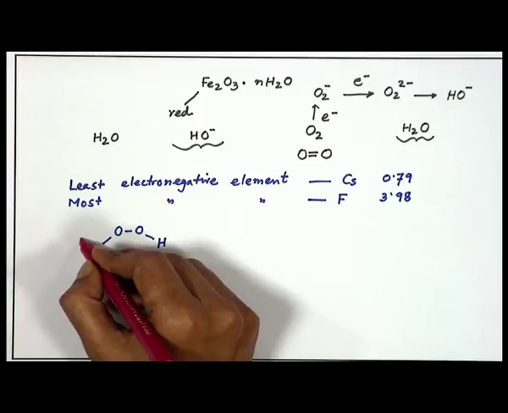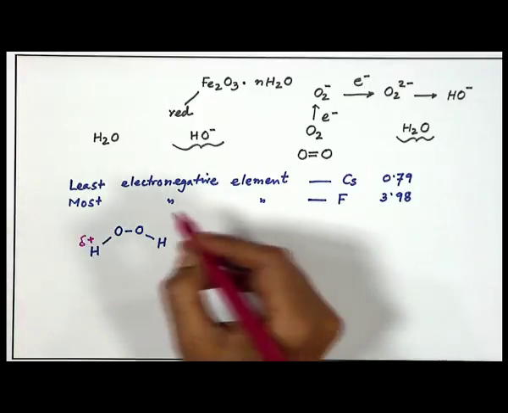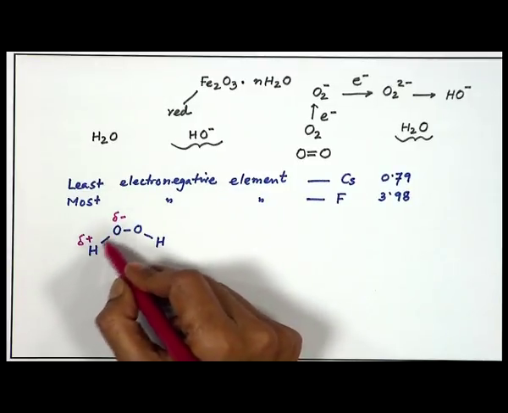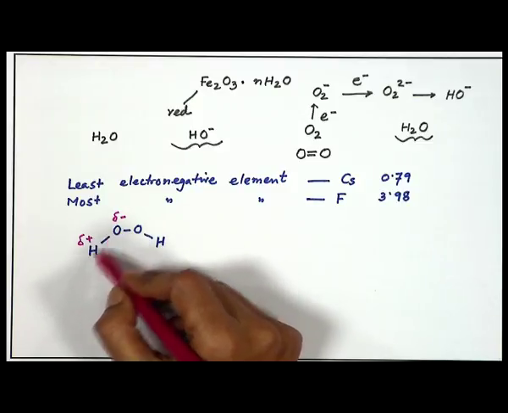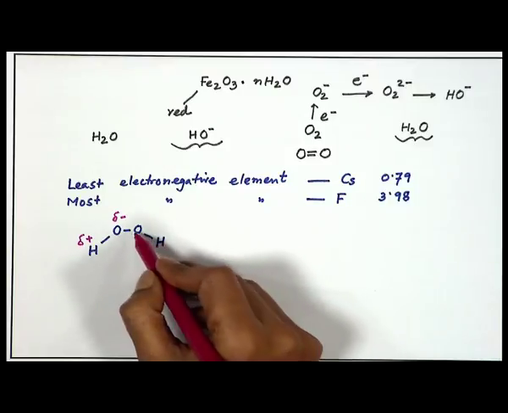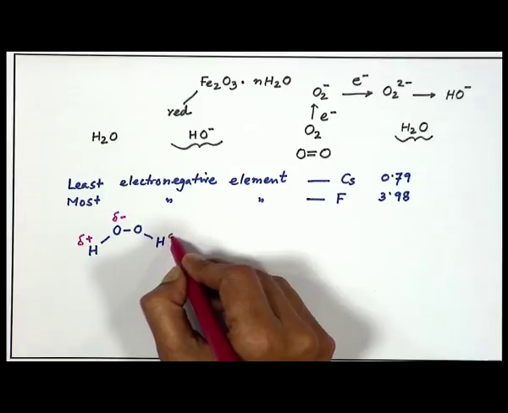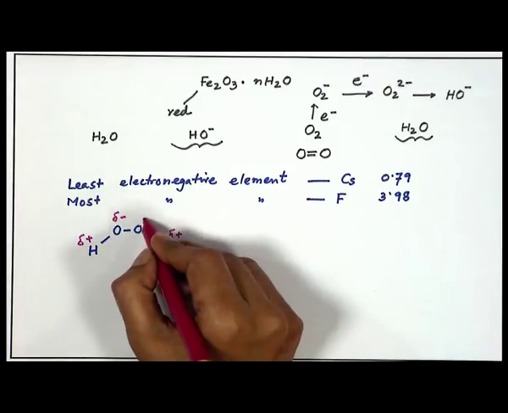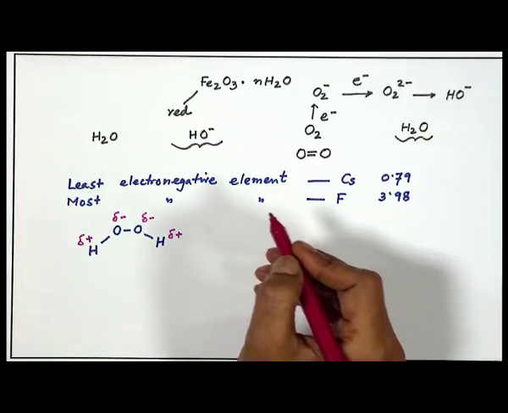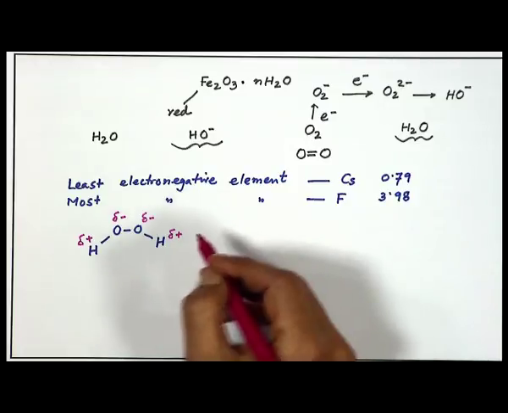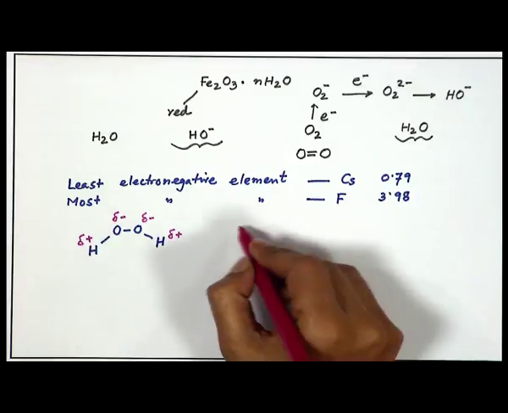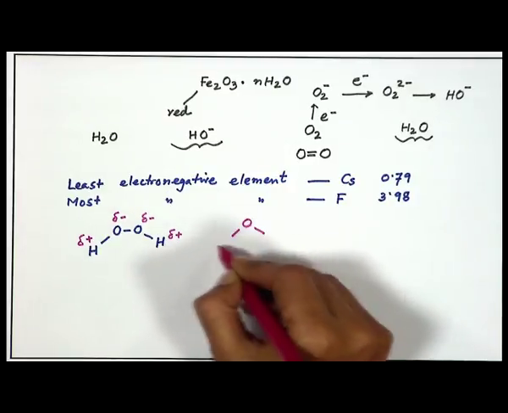So, the partial charge generation on hydrogen and oxygen will be delta plus and delta minus by sharing of the electron pair between the bond of oxygen and hydrogen. In a similar fashion, the other OH bond will also have a delta plus charge and a delta minus charge on oxygen. So, this is a situation where we can have the assignment for the corresponding oxidation state of hydrogen and oxygen in this molecule compared to that of our water molecule.